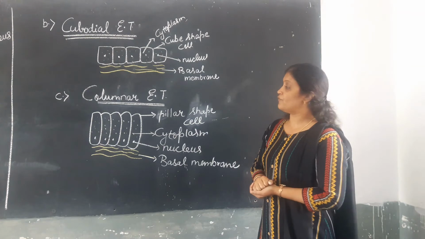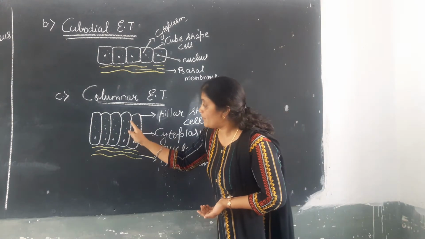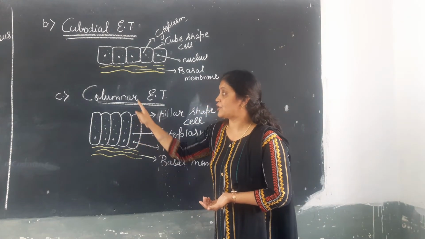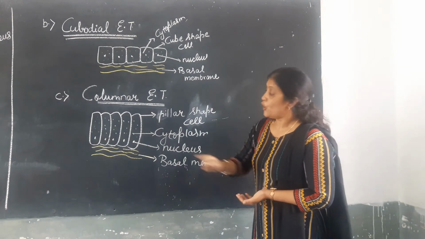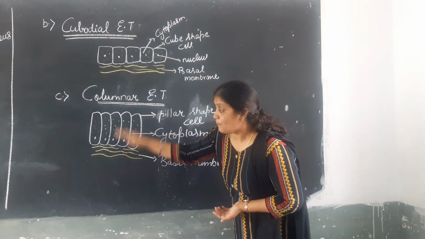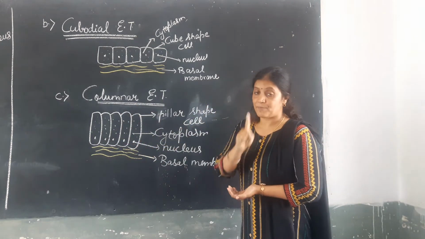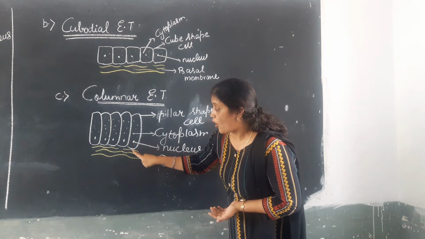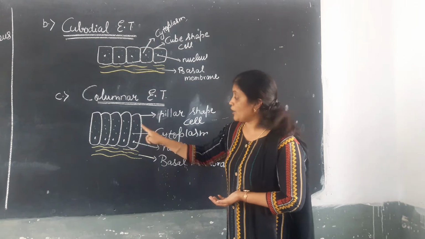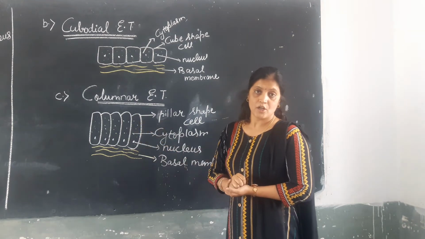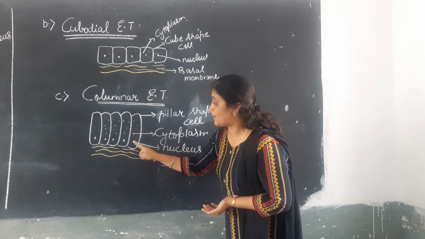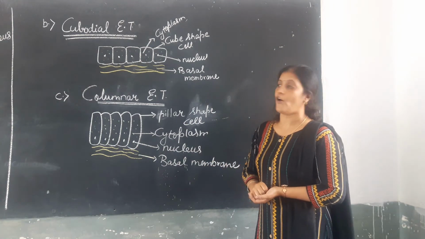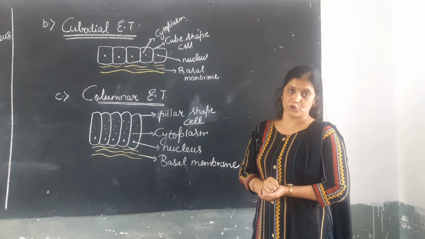A very important feature is that in the columnar or pillar cells of columnar epithelial tissue, the nucleus is present on the base side. That means whenever you draw the diagram, you will draw the nucleus at the base side. You can't draw it in the middle or upper side. So you have to draw the nucleus at the base side. It's an important feature of columnar epithelial tissue.